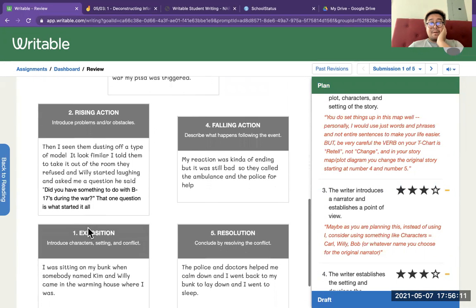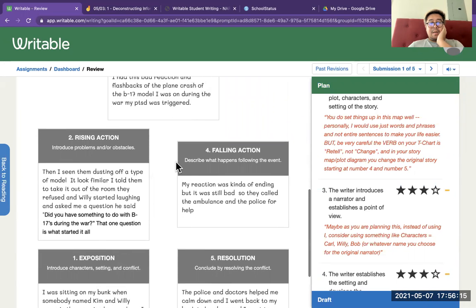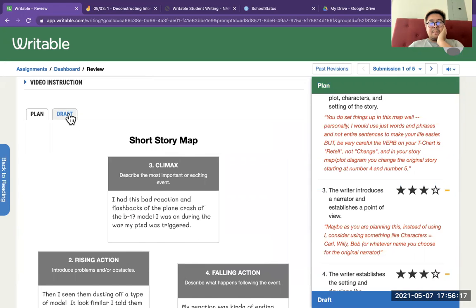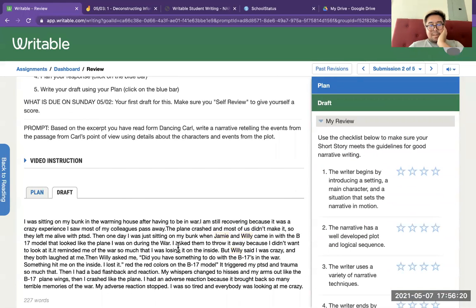Now, remember I was talking about how number 4 and 5 were changing the story? When this mystery writer wrote their draft, they didn't really change the story. They didn't include the police and the ambulance. So that's good, all right? Because that's sticking more to the original story. Because the purpose was to just rewrite the story or retell the story from Carl's perspective. I just am questioning certain things.